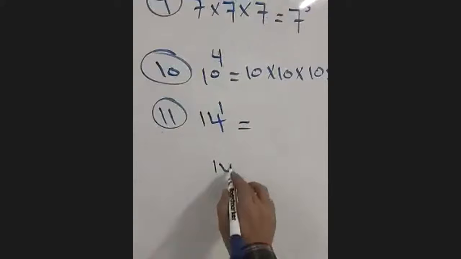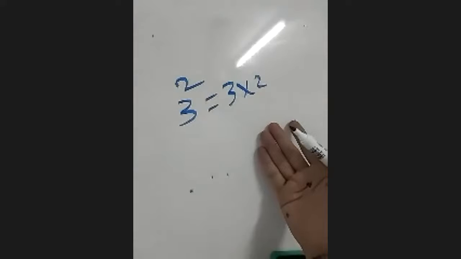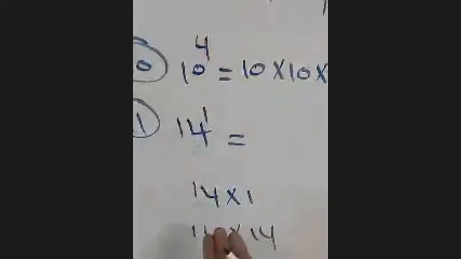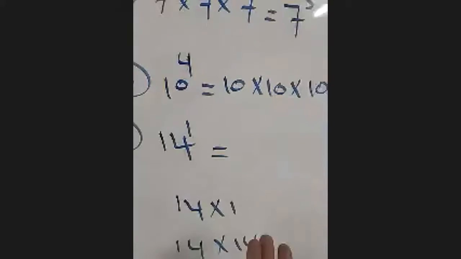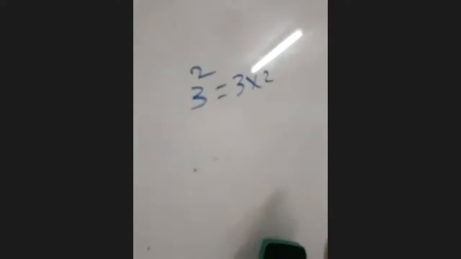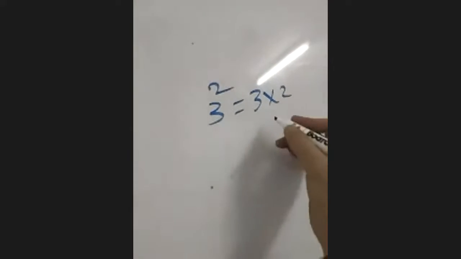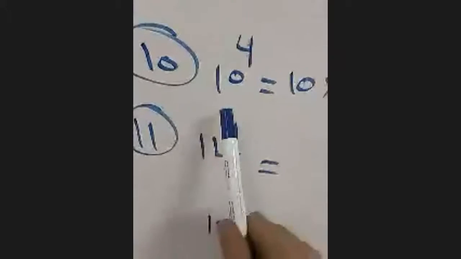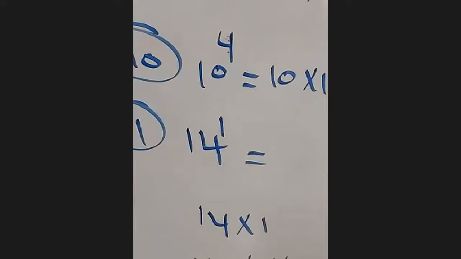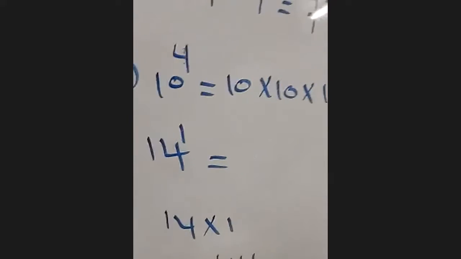So if we have a power like this, for example, 3 power 2, it means 3 multiply 2, right? No. You said that 14 power 1 means 14 multiply 1. So 3 power 2 is 3 multiply 2? No, 3 to the power 2 is 3 times 3. So 14 power 1, we multiply 14 by 1. No, 14 times 14. 14 only.